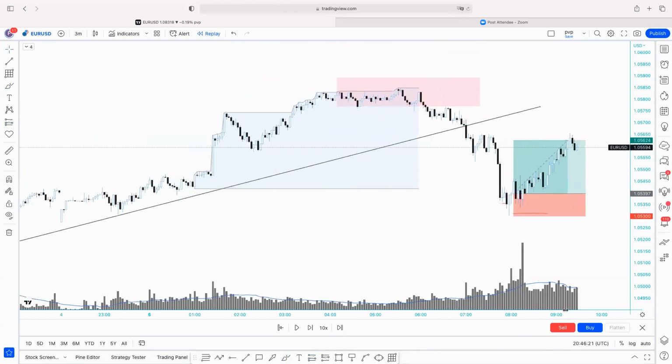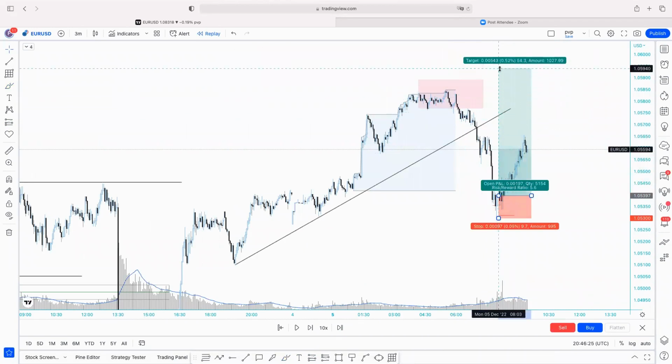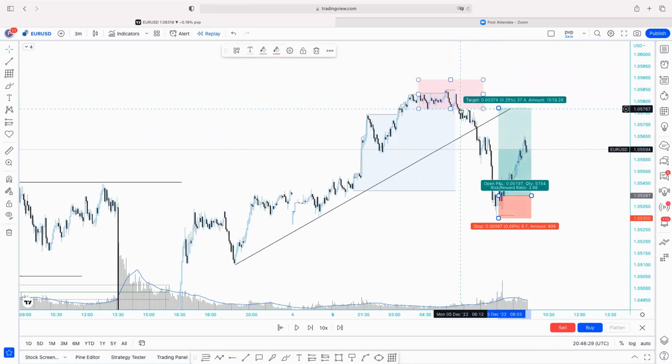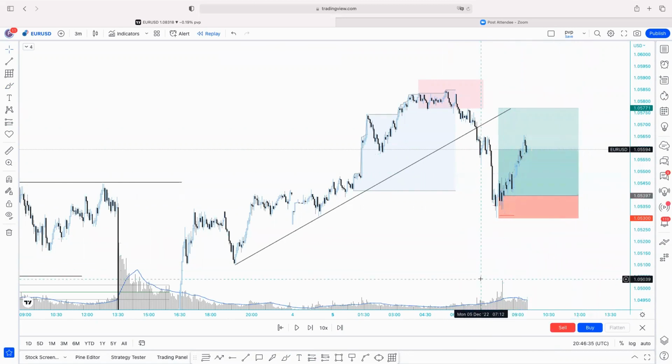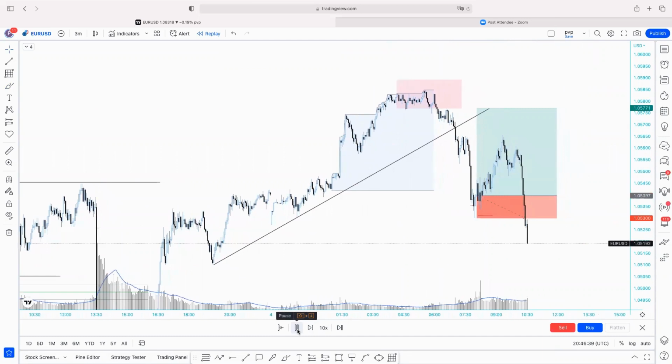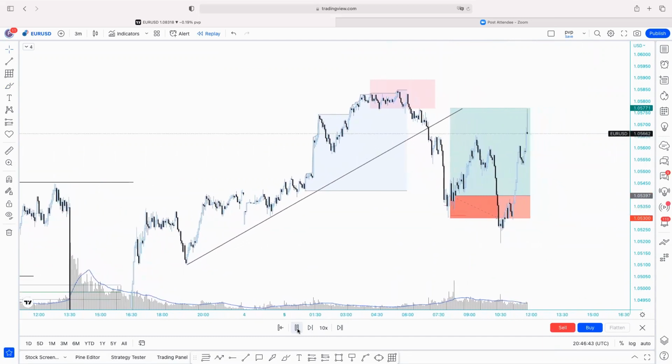Let's say that we are targeting this higher supply. We will go for the high because the trend is bullish. We target this supply, we target this internal liquidity, we target all the people that are entering at this trend line. We just continue to the downside. Again, at this time, we are risk-free.